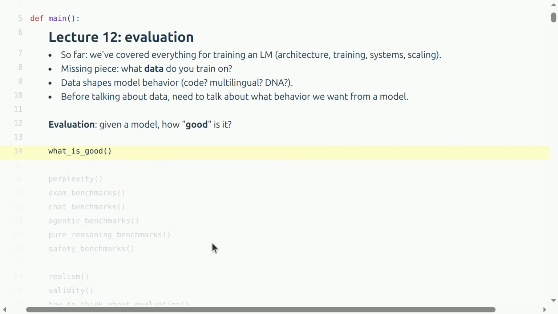Okay, so none of those are necessarily the correct answer. I don't know if there is a correct answer, but I'm just trying to get you to think about different ways of thinking about what good is. So let's start now by looking at concrete ways of evaluating language models. And there's no better place to start than going back to the core idea of a language model, which is that it's a distribution, P of x, over sequences of tokens.